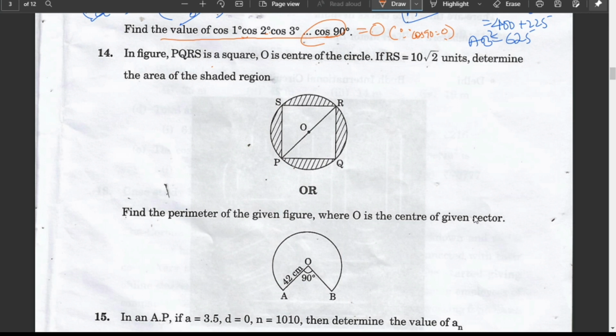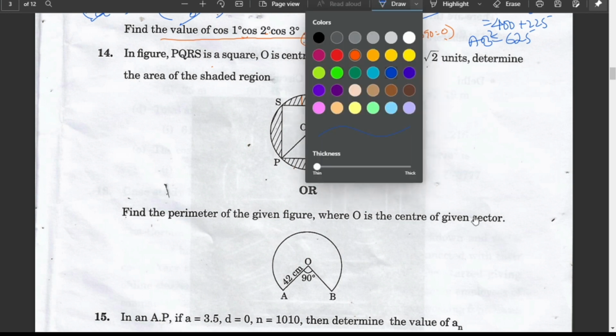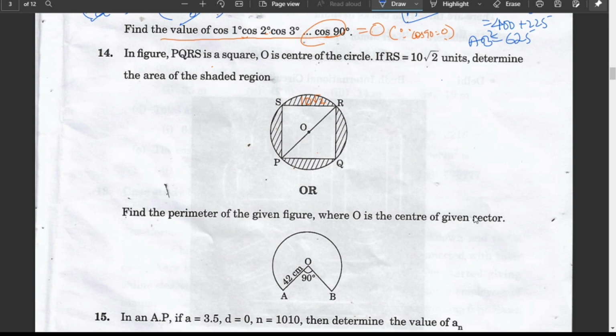PQRS is a square. This side is 10 root 2, RS is 10 root 2, so all sides will be 10 root 2. Each side is 10 root 2. Determine the area of the shaded region.